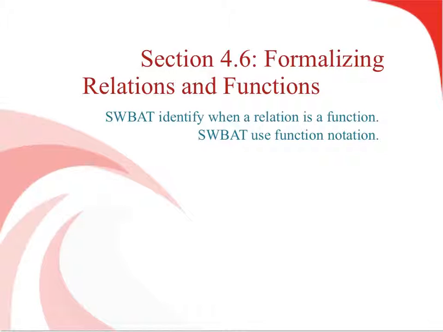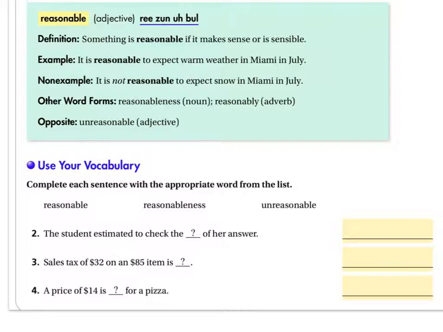Welcome to Algebra 1, Chapter 4, Section 6. We will be increasing our vocabulary with the word reasonable. Something is reasonable if it makes sense or is sensible. We're going to use the vocabulary reasonable, reasonableness, and unreasonable. Take a moment, figure out which word fits best, and then restart the video.